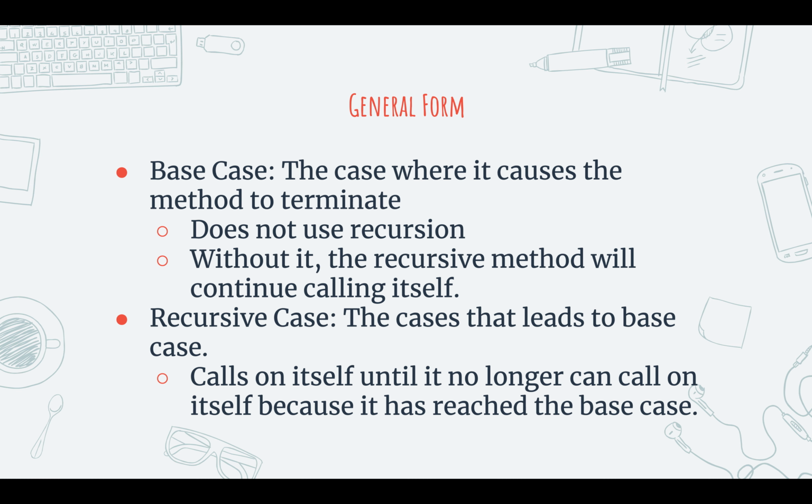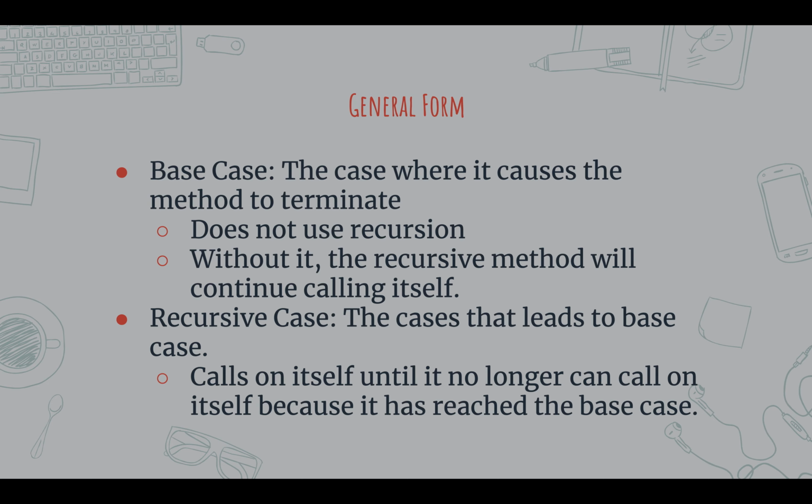Within the general form of a recursive method, there are two cases, the base case and the recursive case. The base case, as I said, is the case that prevents the method from using recursion, meaning that it causes the method to terminate eventually. Without it, the recursive method will continue calling itself, and that's not really practical for our algorithm. The recursive case utilizes recursion, and that is the case that leads to the base case. It calls on itself until it can no longer call on itself because it has reached the base case.